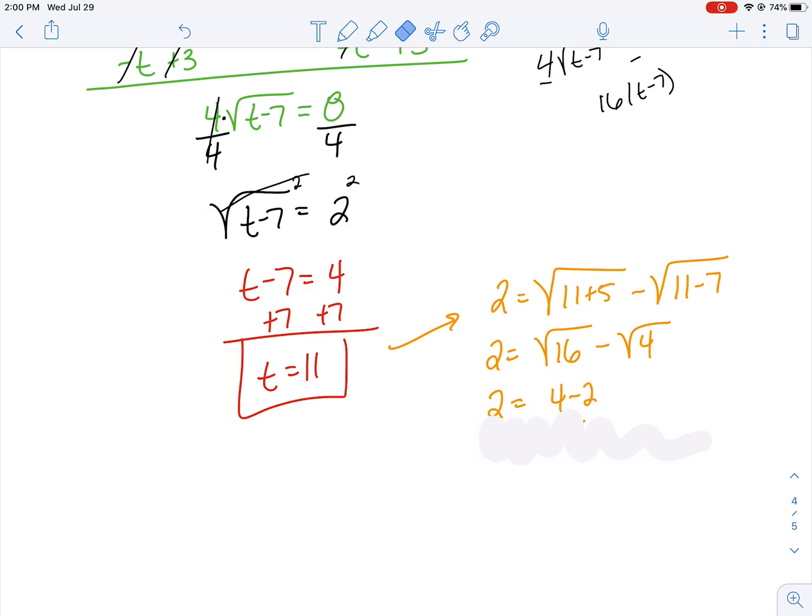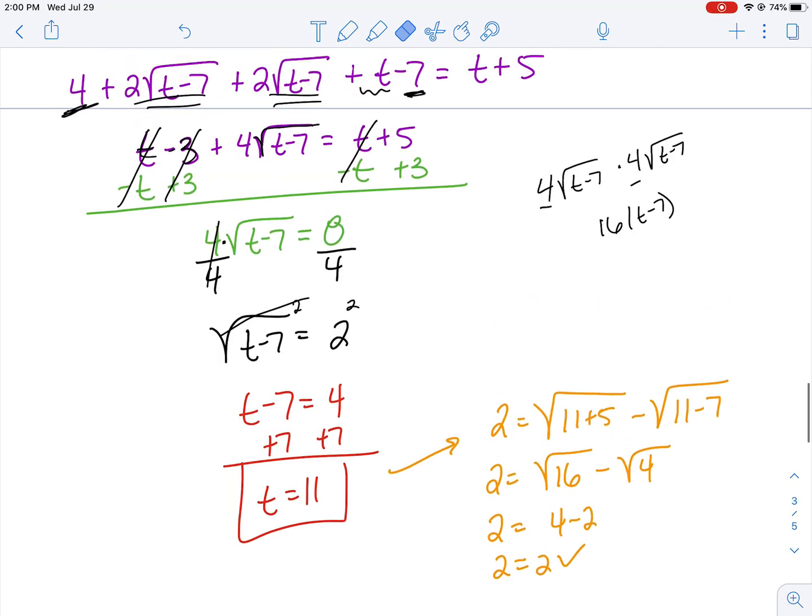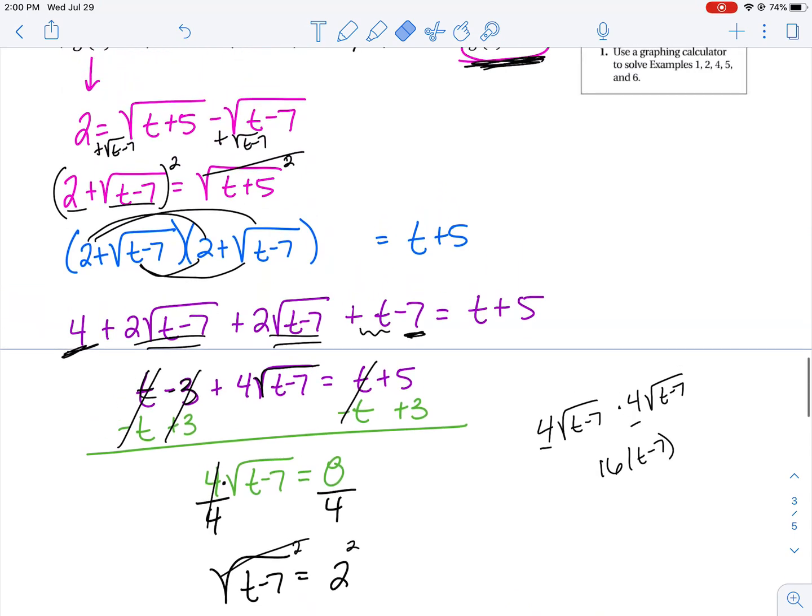The square root of 16 is 4. The square root of 4 is 2. And 4 minus 2 is 2. So I know that the left side does equal the right side, and t equals 11 is a solution that works. Whew, lots of different steps.